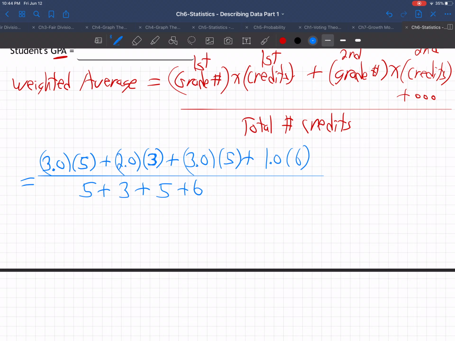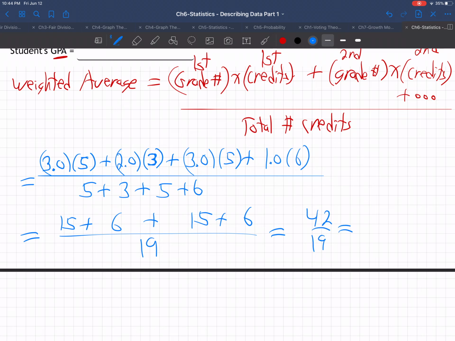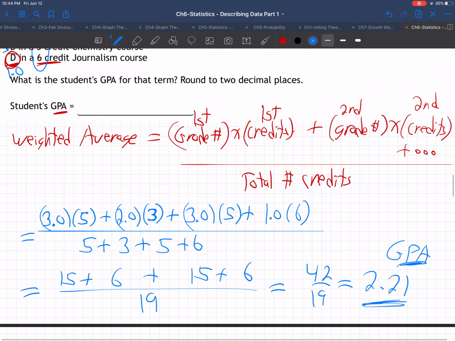Okay, let's see what comes of this. Just using your calculator: 15, 6, over 19. So that's going to be 30 and 12, 42 over 19. If you divide that on your calculator, I'm getting 2.21. So that would be the GPA, the grade point average.